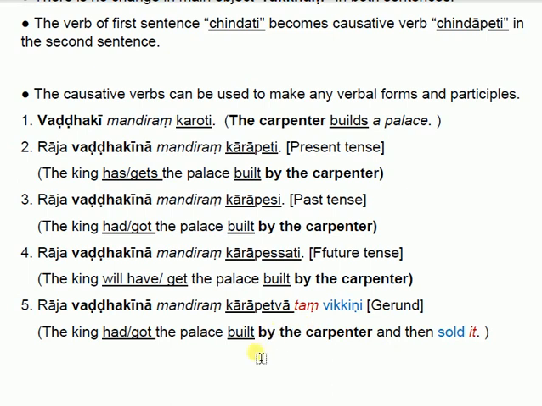So here, Raja Vaddakina mandirang karapetva tang vikini. Karapetva means had built here or got built here. Tang, it. Vikini, sold. The king had the palace built by the carpenter and then sold it. Or the king got the palace built by the carpenter and then sold it. And let's go down.